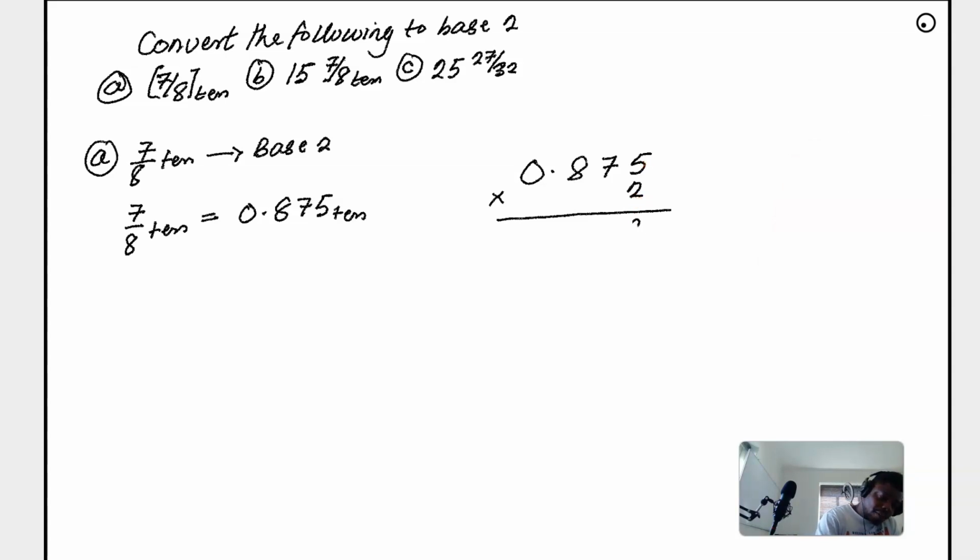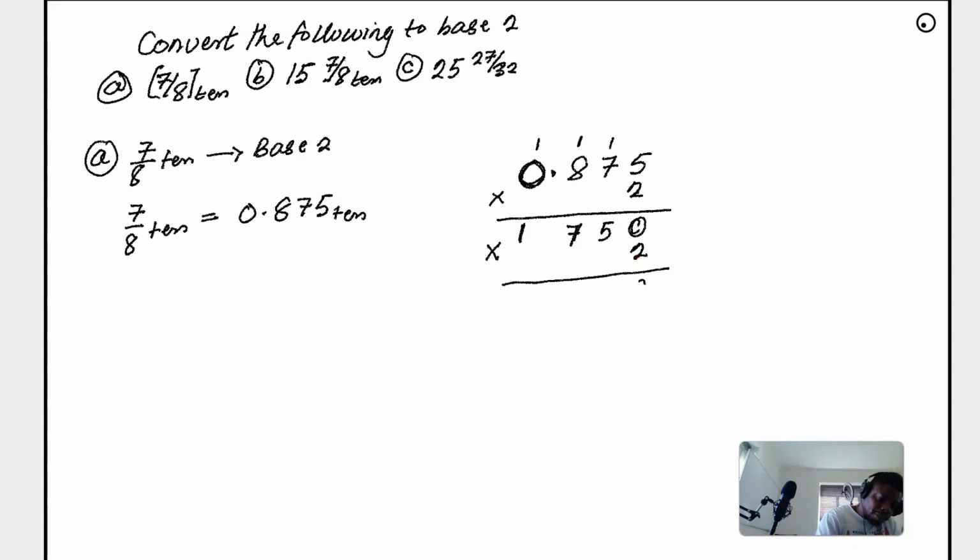2 times 5 is 10, remainder 1. 2 times 7, 14 plus 1, 15, remainder 1. 2 times 8, 16, right? Plus 1, that is 17, remainder 1. And you put the 1 here, that is remaining. You don't multiply this with this. Never multiply that, because this is the whole number part. You are only interested in the fractional part, which is here. That is why we don't multiply this with the whole number part. So let's continue to multiply.